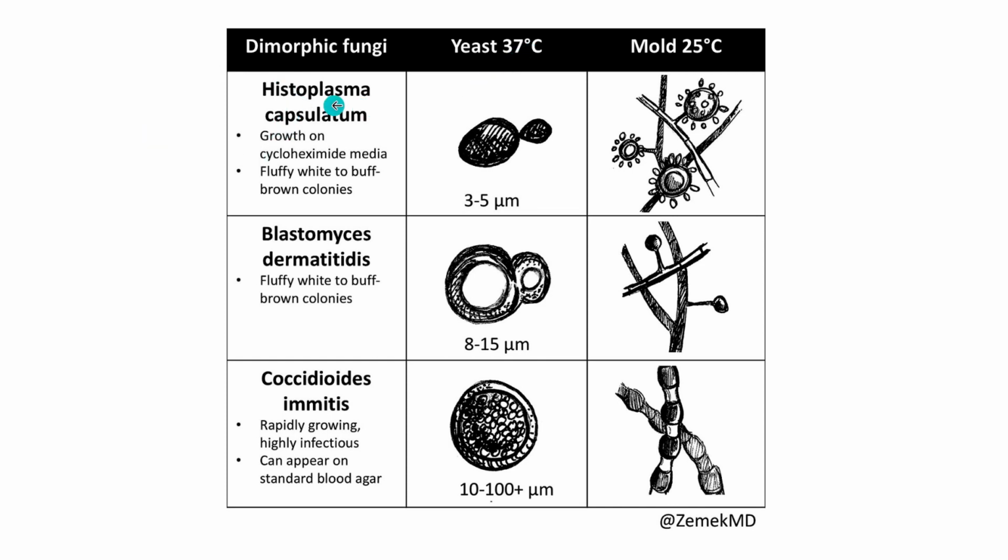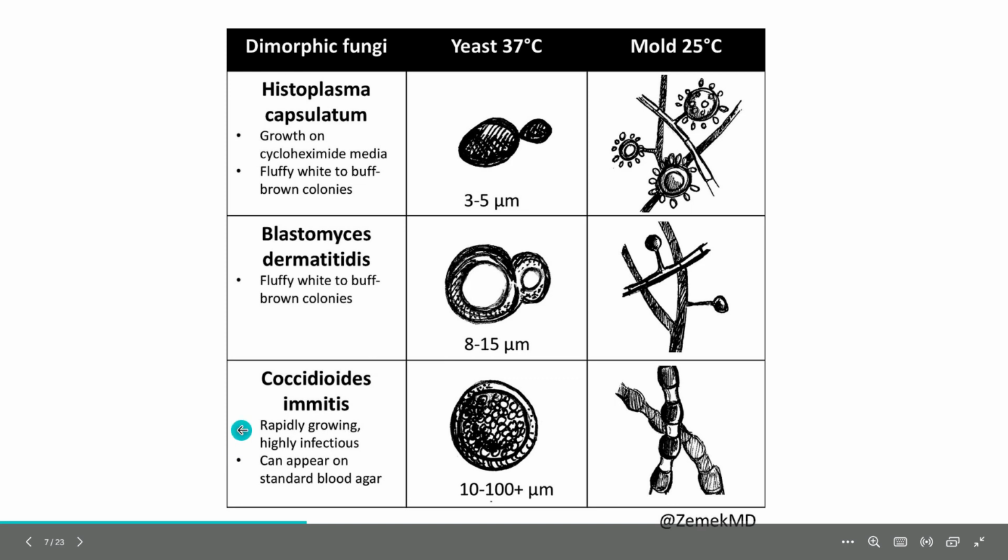For example, Histoplasma capsulatum at 37 degrees Celsius grows in the form of yeast, and at 25 degrees Celsius produces pseudomycelium. When this Histoplasma capsulatum is grown on cycloheximide media and incubated at 37 degrees Celsius, it produces yeast-like morphological characteristics, and at 25 degrees Celsius it produces pseudomycelium. Similarly, Blastomyces dermatitidis produces yeast-like characteristics at 37 degrees Celsius, and at 25 degrees Celsius it produces pseudomycelium. Similar in the case of Coccidioides, where at 37 degrees Celsius yeast-like characteristics and at 25 degrees Celsius pseudomycelium.